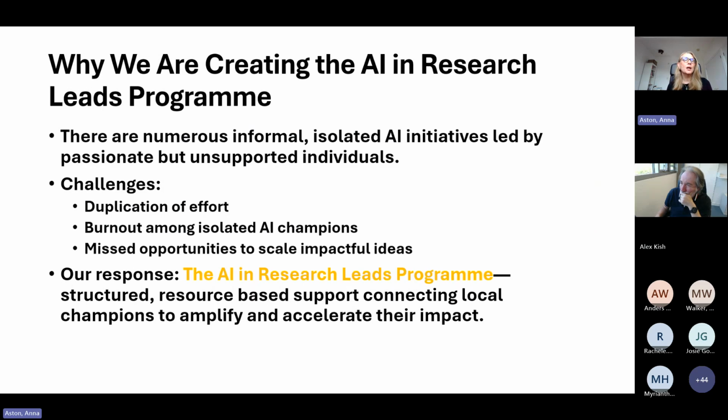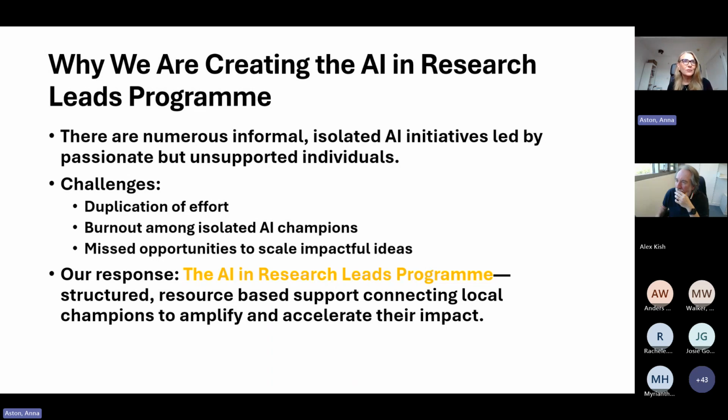That's why we are creating the AI in Research Lead program. From my observation so far, there are a lot of really great individuals starting AI communities and AI initiatives in their organizations, but mostly they are unsupported, and there are a lot of challenges. I concentrated on the 3 most important ones. The first is the duplication of effort. While one colleague is still inventing a solution to a problem, another one somewhere else has already passed that step and is moving forward. If we could share the learning and the experience, the impact would be faster, bigger, and easier for everyone.